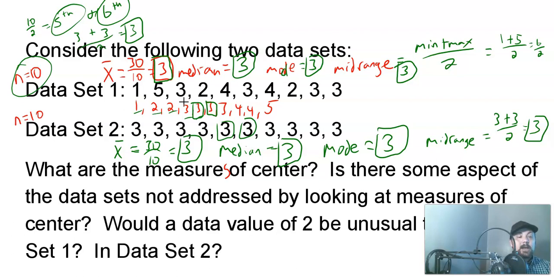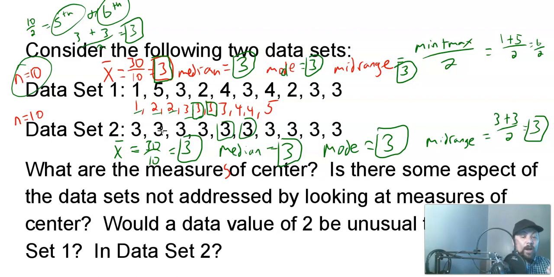So is there some aspect of the data sets not addressed by looking at the measures of center? That's the next question. And the answer is yes. What's not addressed by the measures of center is the variability in the values of the two data sets. Measures of center are blind to that variability. And so measures of center alone don't give you enough information about your data set. So if you're trying to analyze what's going on with these numbers, just looking at measures of center is not going to be enough to have a good sense of what's going on, right?